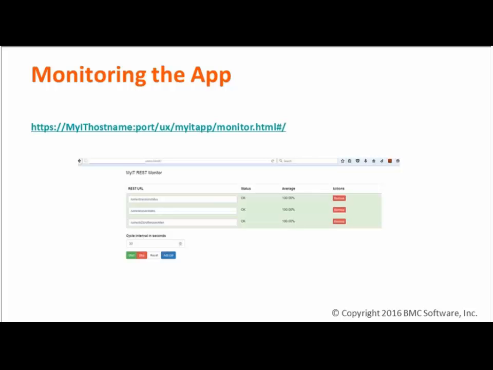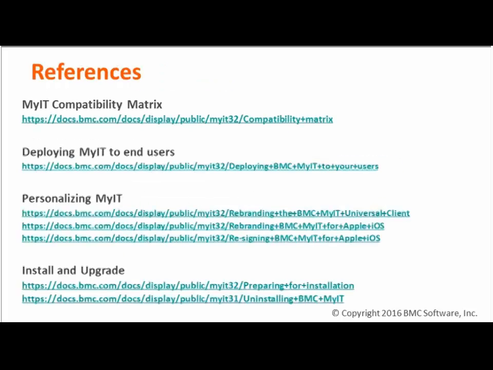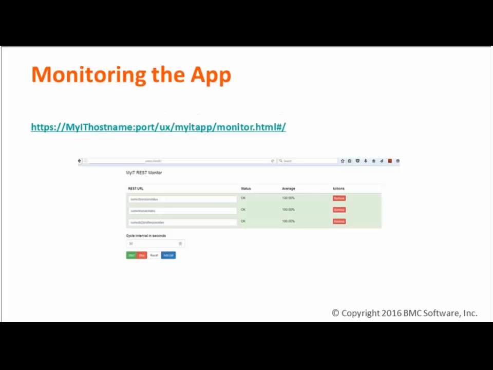Other than this, as I said, you can use the REST API to monitor the application outside this. Just invoke it from a third-party monitoring tool and then monitor the application. So those are the methods or the options that we have to monitor the application.